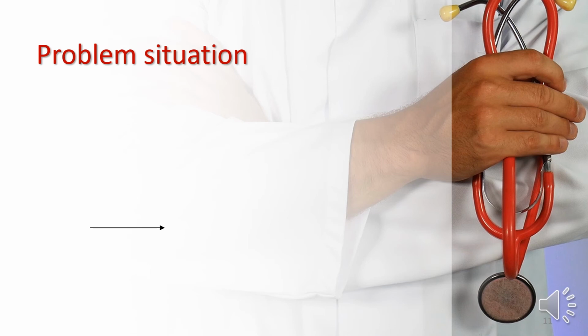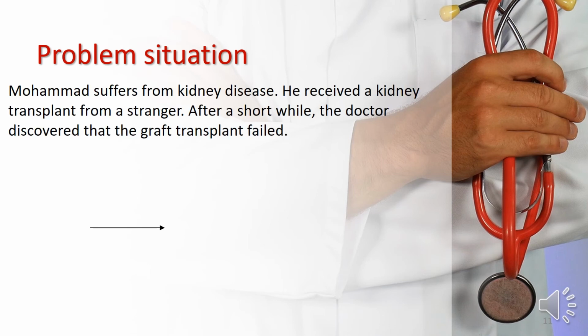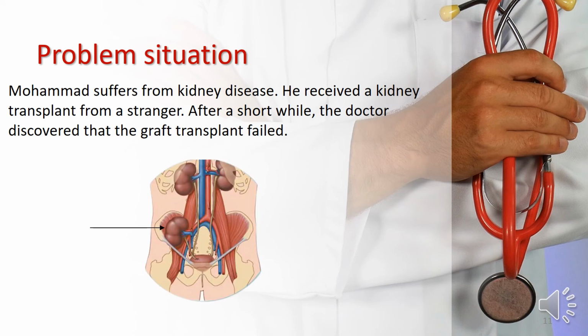Let's take the next problem situation. Muhammad suffers from kidney disease. He receives a kidney transplant from a stranger. After a short while, the doctor discovered that the graft transplant failed. So we have a kidney transplant, again like we saw in the previous image, but this time the transplant did not succeed. It was rejected by the body.